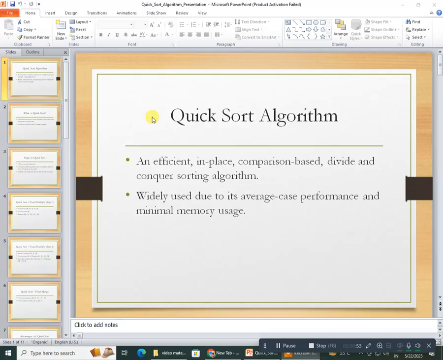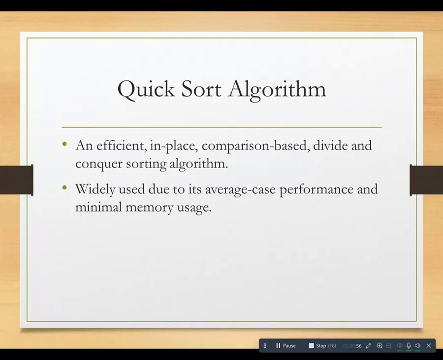It is an efficient, in-place, comparison based divide and conquer sorting algorithm. It is efficient because, like merge sort, the complexity of quicksort is also n log n, and it is comparison based and in place. In place means, when you are sorting an array, whatever space the process of sorting requires is confined to that array only. You don't need any additional space apart from the space that is already available in the array.